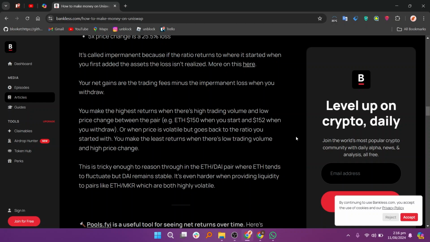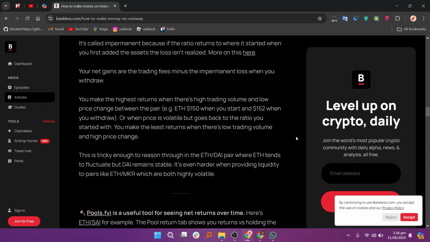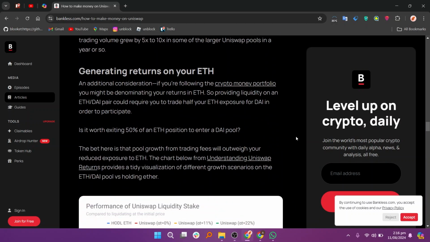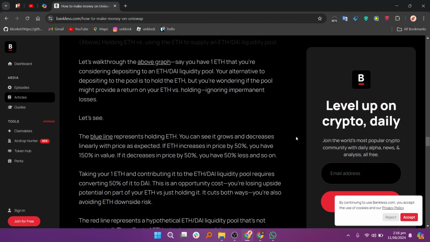An additional consideration, if you're following the crypto money portfolio, is that you might be denominating your returns in ETH. The bet here is that pool growth from trading fees will outweigh your reduced exposure to ETH. The chart below from Understanding UNISWAP Returns provides a tidy visualization of different growth scenarios on the ETH and DAI pool versus holding Ether. The blue line represents holding ETH.